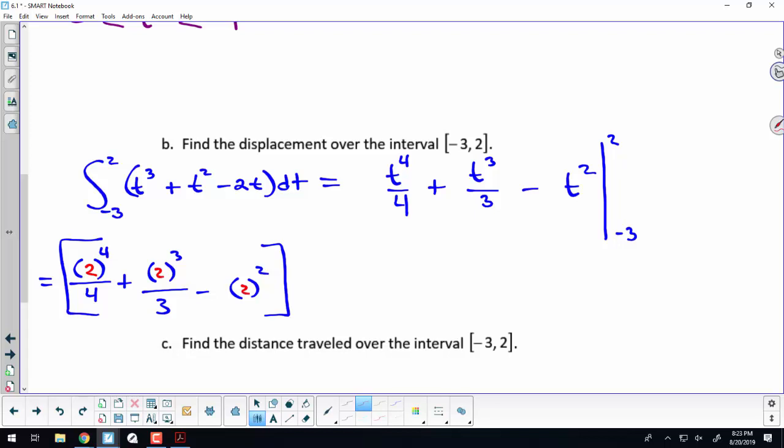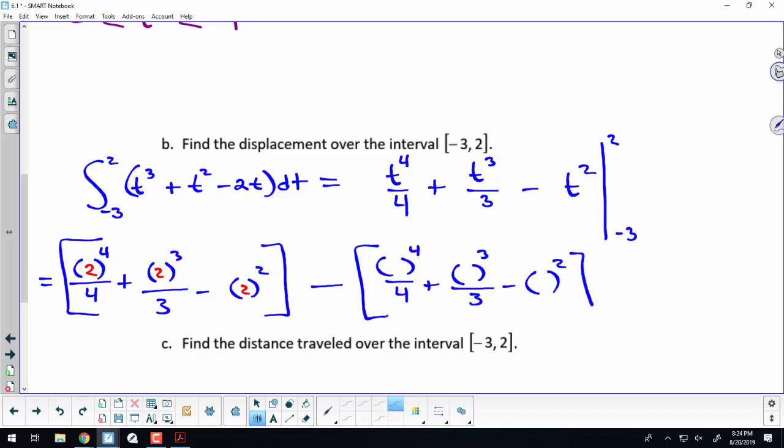And then you have to subtract off the antiderivative evaluated at the lower limit of integration. So we have negative 3 to the 4th over 4 plus negative 3 cubed over 3 minus negative 3 squared. And once we compute what that number is, that's our displacement.